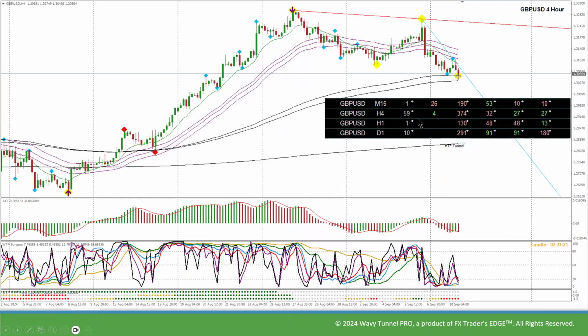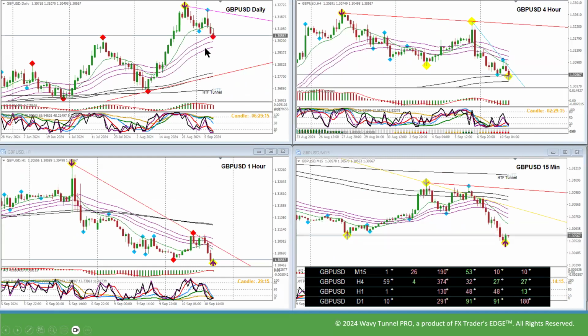And then I looked at the pound and I saw the same thing. We saw 1s on the M15, a 1 on the H1, and we saw a 4 on the H4. So this is the H4, the 4 hour, and we have the gray arrow. So that's good. And then we take a look at the daily. We're in the wave. The 4 hour, we have a gray arrow. The 1 hour, we have the purple, so it's the end of a swing move, and then the 15-minute.